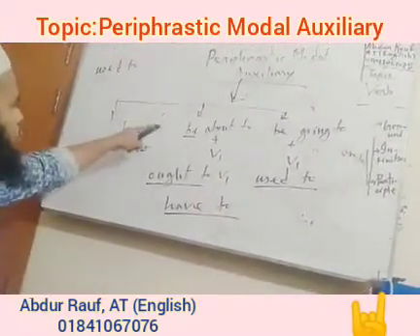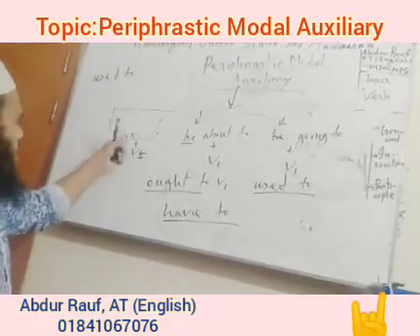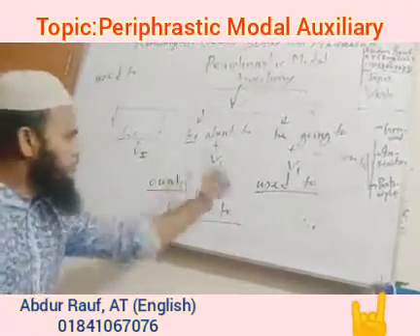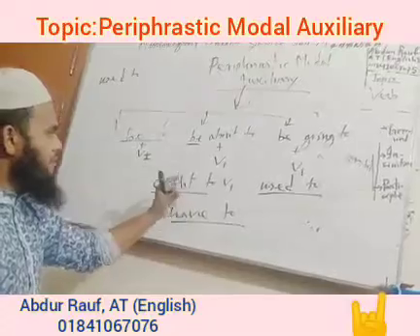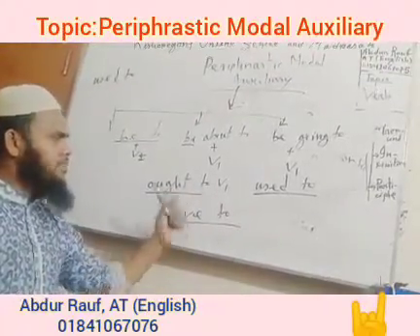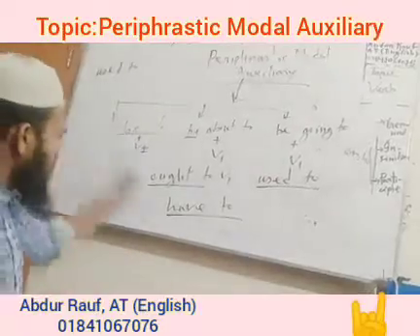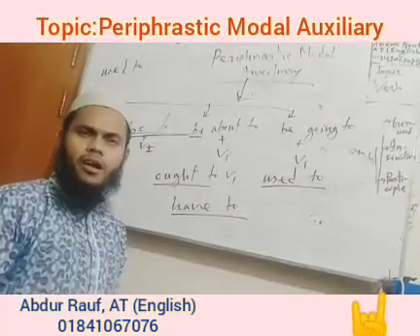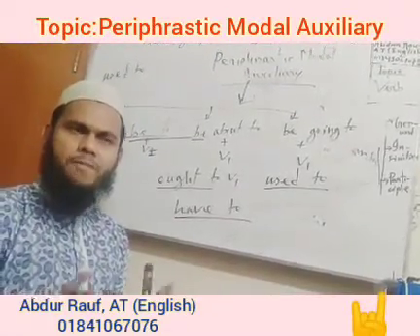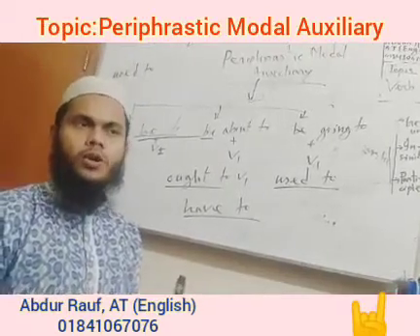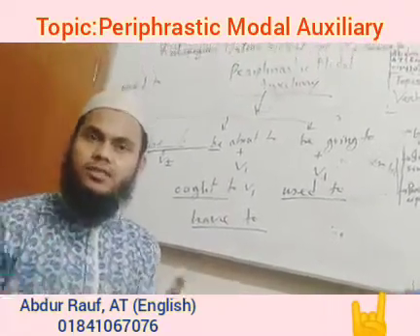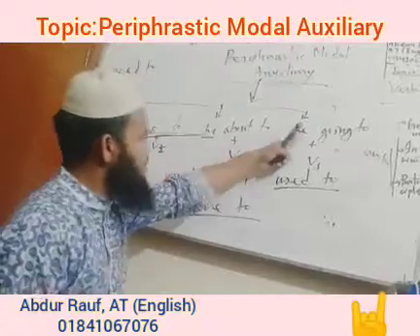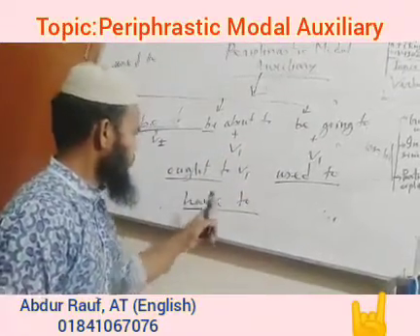That means whenever to is used after a verb, that is an auxiliary verb: be to, be about to, be going to, ought to, used to, have to, and they are used before a principal verb, and the principal verb will be in base form, at that time we call them periphrastic modal auxiliary. So I have tried my level best to make you understand, to clarify what is modal and what is periphrastic modal auxiliary, what's the difference between them, and be to, ought to, used to, have to.